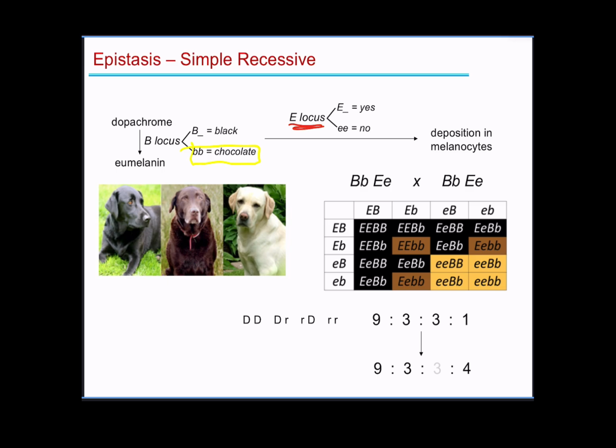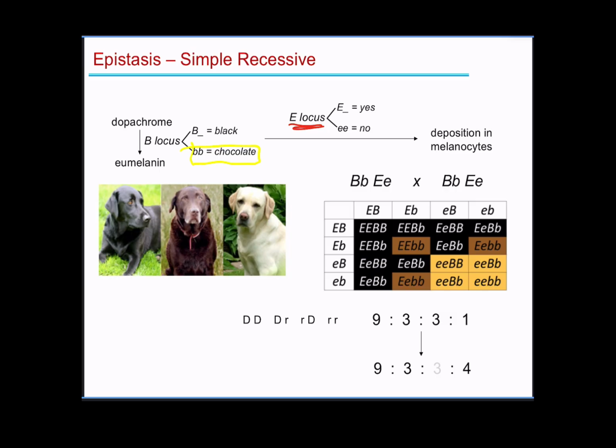And the ratios change. And the reason for that is, in all of these cases of epistasis, you can always work it out such that you figure out which of these combinations of dominant-dominant, dominant-recessive, recessive-dominant, or recessive-recessive is masking or is being masked, and then you sort of collapse those together.